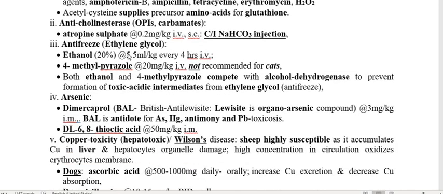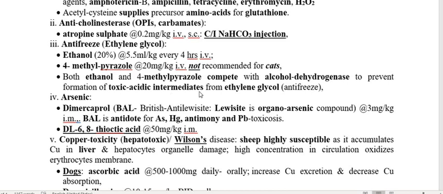For ethylene glycol, we give ethanol as a therapeutic agent, as a 20% solution at the dose rate of 5.5 ml per kg every 4 hours intravenously, and the dose of 4-methyl pyrazole is 20 mg per kg IV, but 4-methyl pyrazole is not recommended for the cat. So these two are the antidotes for the antifreeze agent ethylene glycol.